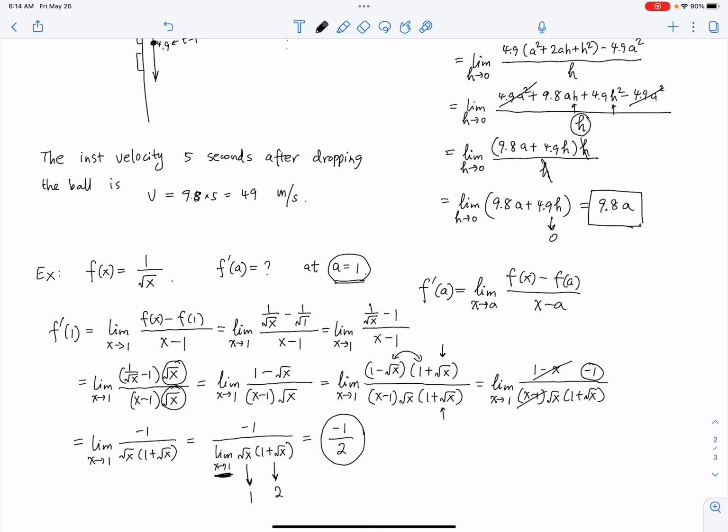So the derivative is negative, right? This is negative. And this is the slope. Derivative is the slope of the tangent line. So that means, because it's negative, the curve is moving downward. It's kind of moving like that. Okay. So that's another example for derivative.